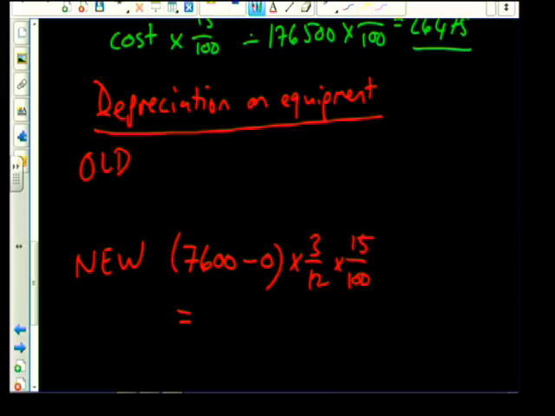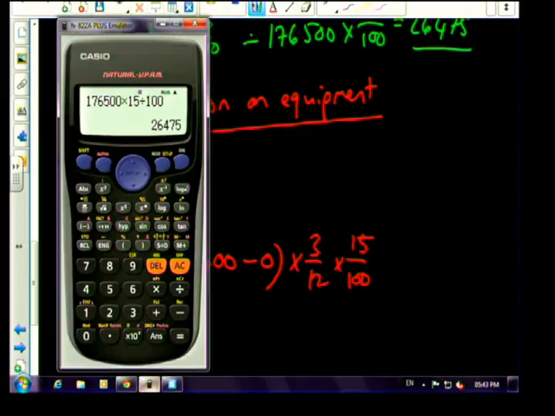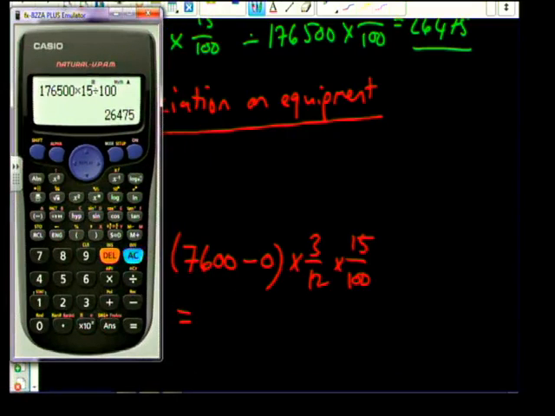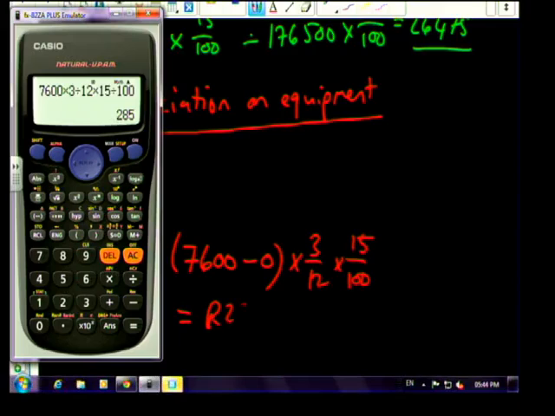So to calculate that depreciation, let's enter it into our calculator: 7,600, I don't need to subtract 0 because it stays the same, multiplied by 3 months, multiplied by the depreciation rate of 15 over 100, and that's going to give me the depreciation on the new equipment, which is 285 Rand. Let's record that there.